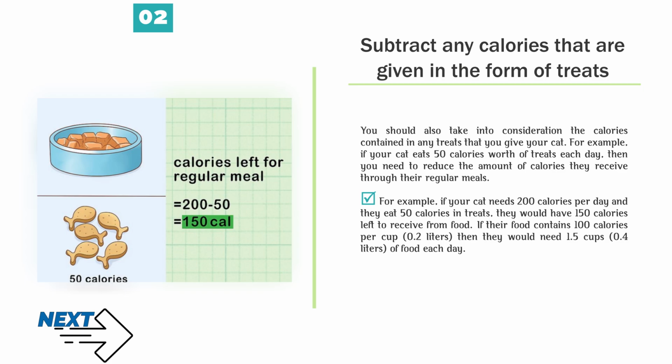For example, if your cat needs 200 calories per day and they eat 50 calories in treats, they would have 150 calories left to receive from food. If their food contains 100 calories per cup (0.2 liters), then they would need 1.5 cups (0.4 liters) of food each day.